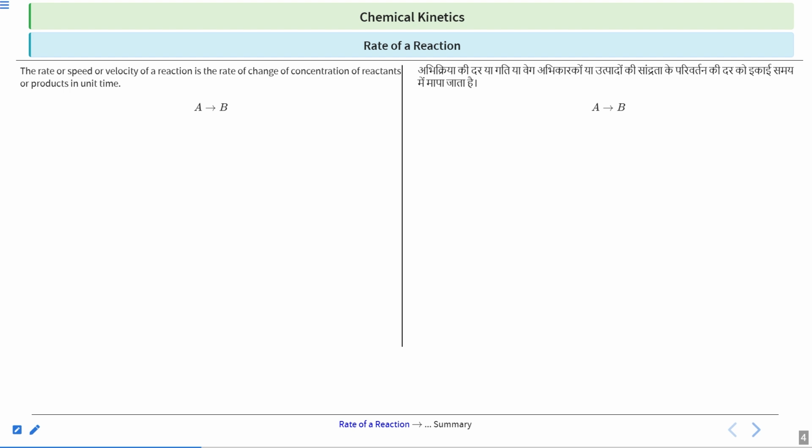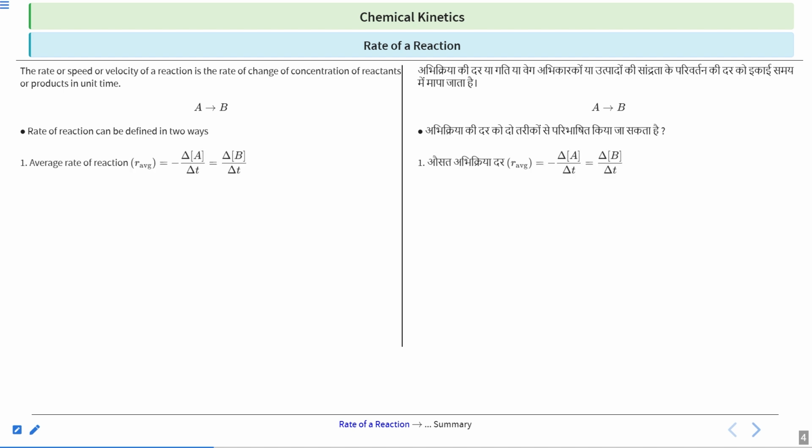Suppose we have a reaction going from A to B, then the rate of a reaction can be defined in two ways. The first is the average rate of reaction. You may look here that the formula is written as change in concentration of A divided by change in time, with a negative sign. I will tell you the significance of the negative sign. First of all, let us see the complete formula. Initially it was in terms of reactant, and now in terms of product it is written as change in concentration of B with respect to time.